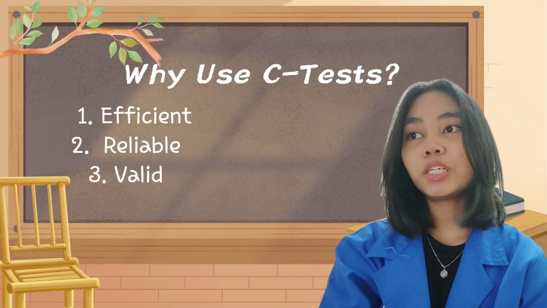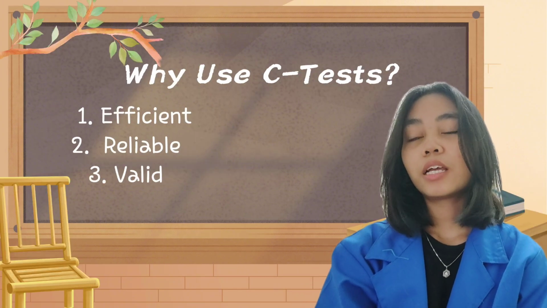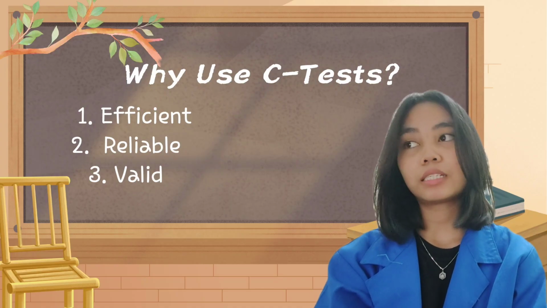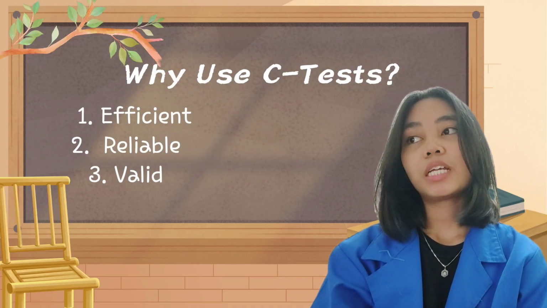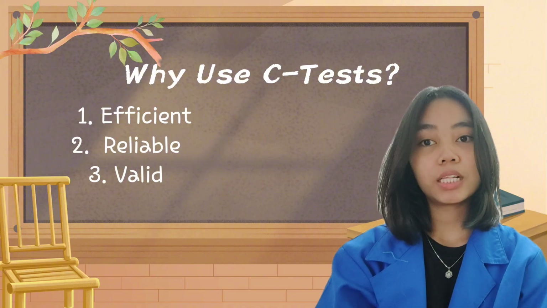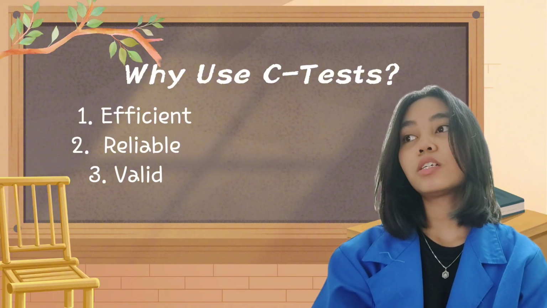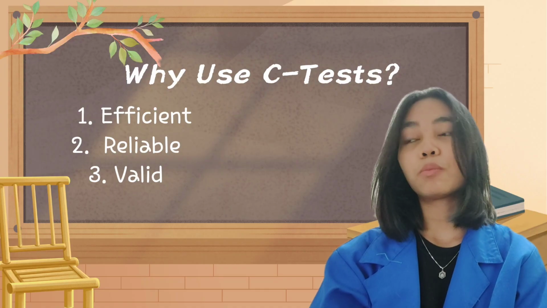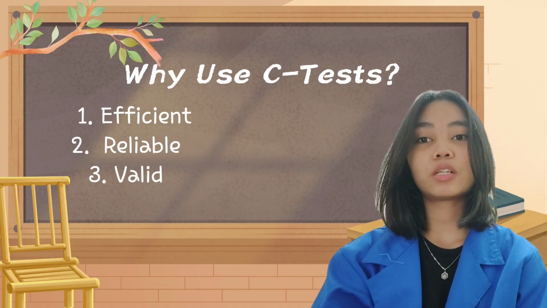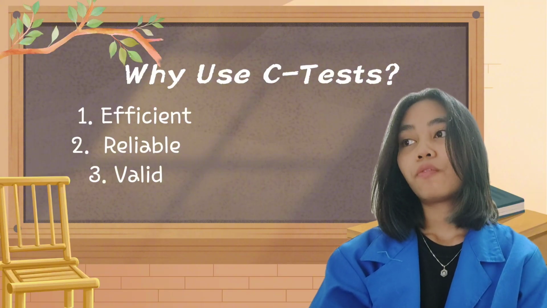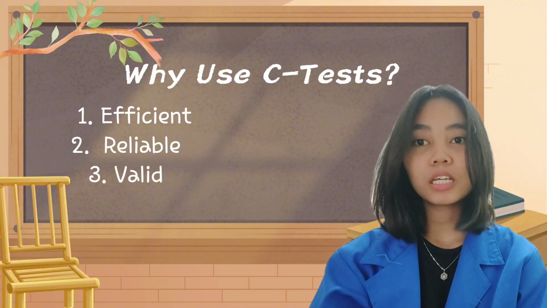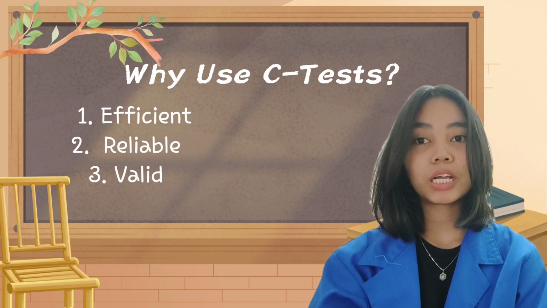That's why we use the C-test, because it's efficient, reliable, and valid. Efficient, because it can be scored quickly and objectively. Reliable, because it reduces problems with guessing, which are more common in traditional closed tests. Valid, because it measures integrated language ability like vocabulary, grammar, and context.